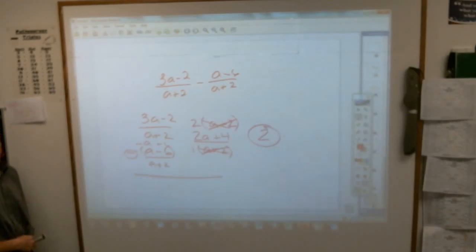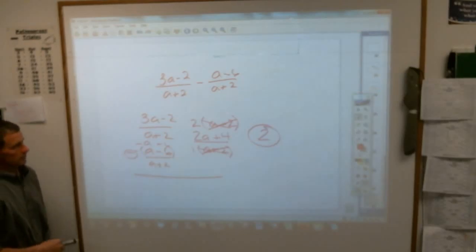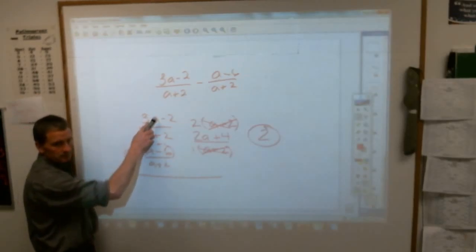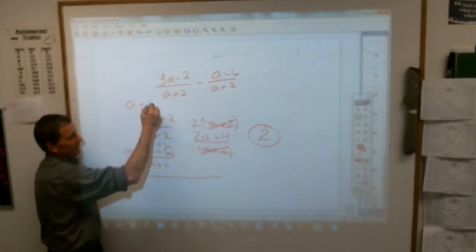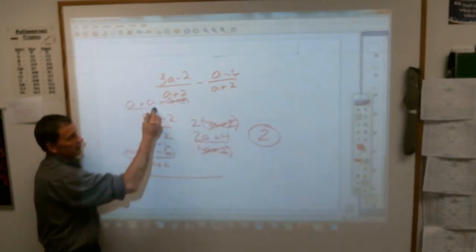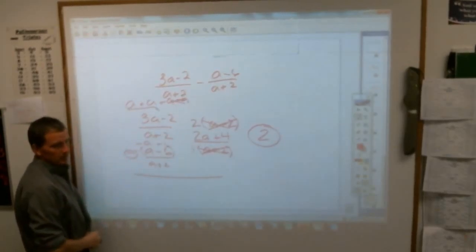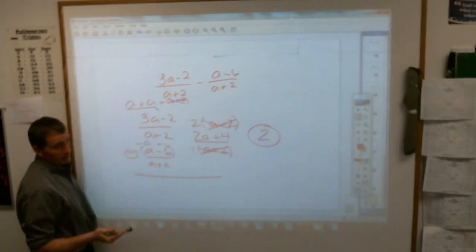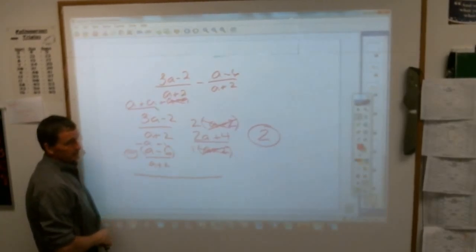Evan? Why is 3a minus a 2a? Because I have 3 a's. A plus a plus a, and if I take one of those a's away, I'm only left with 2 a's. It's not multiplication, it's not a cubed or a squared, it's for adding.